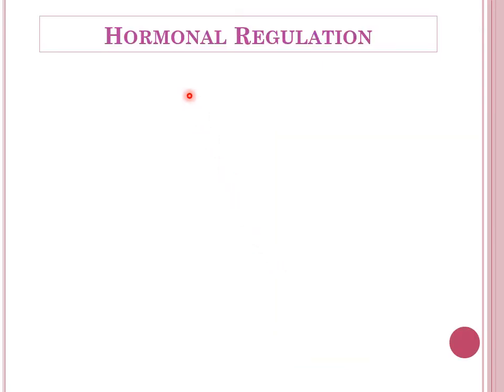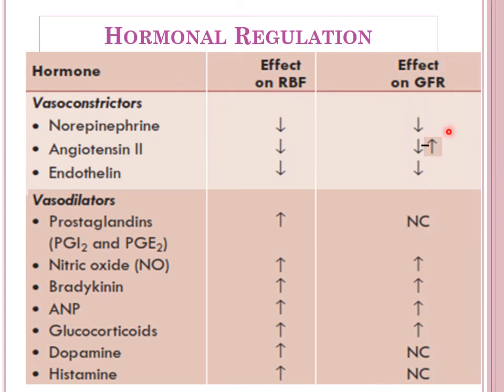Then coming to the hormonal regulation of renal blood flow as well as the GFR. There are various hormones that will regulate the renal blood flow as well as the GFR. The hormones can be divided broadly into two parts: one are the vasoconstrictors and second are the vasodilators. The vasoconstrictor may lead to vasoconstriction of the afferent arterioles, efferent arterioles, or both.